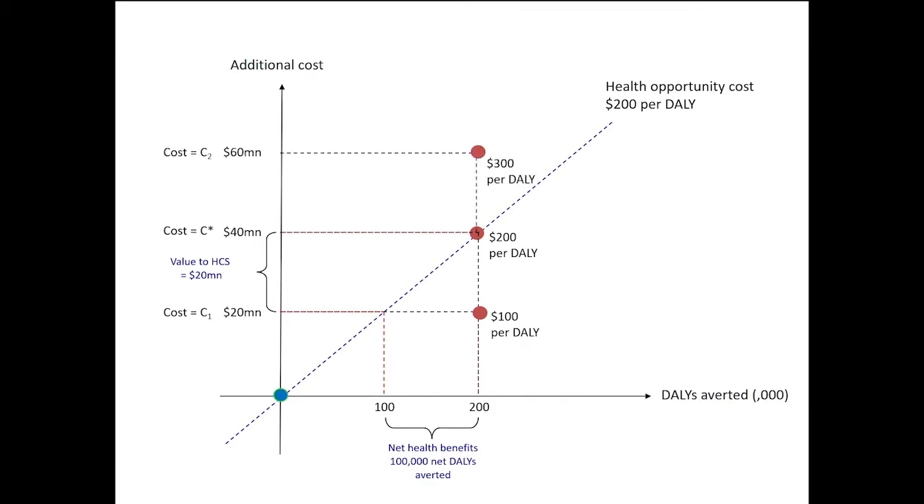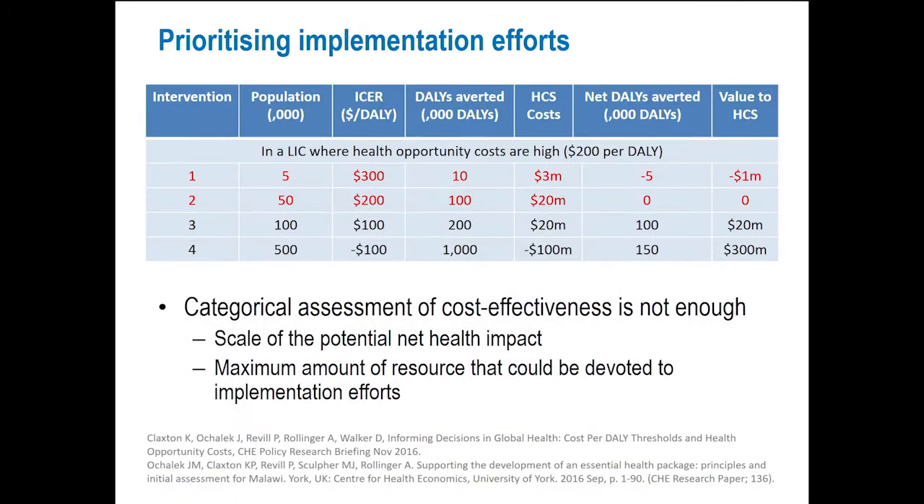What if it costs a bit more? Now it's 60 million, it's $300 a DALY. Greater than the threshold, what does that actually mean? It means that we avert 200,000, but elsewhere we could have averted 300,000. Actually approving and implementing this programme at that cost, at that cost effectiveness threshold, would reduce health outcomes overall. So cost effectiveness is really about what is going to improve health outcomes overall, reflecting the fact that there are other ways in which we can use resources which would have improved health.